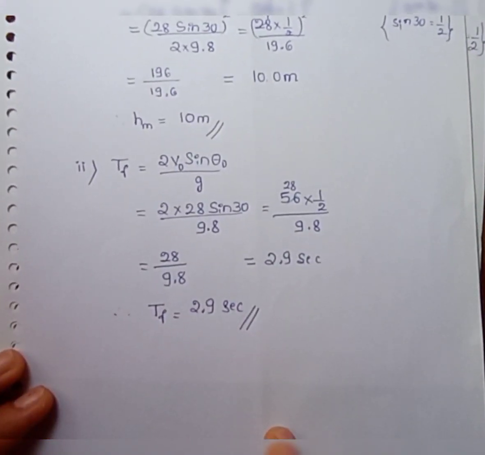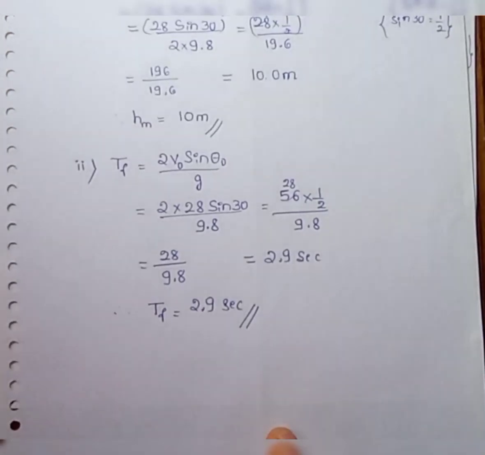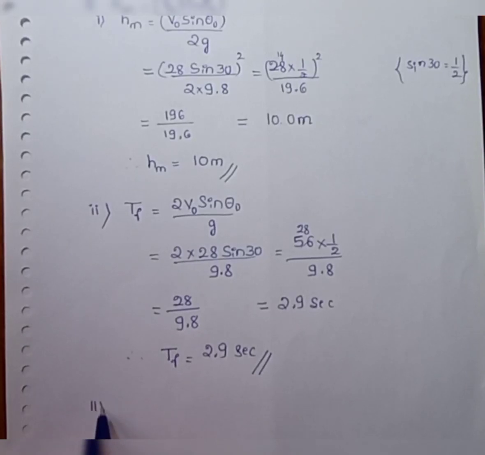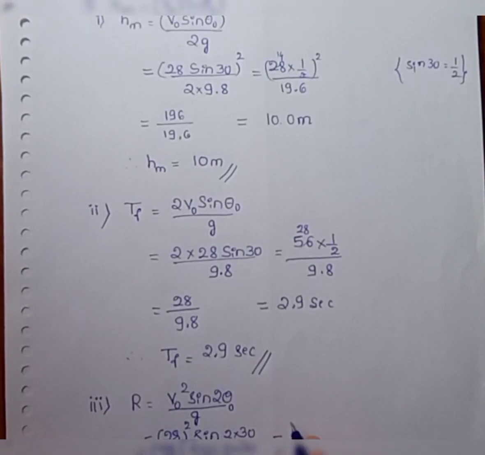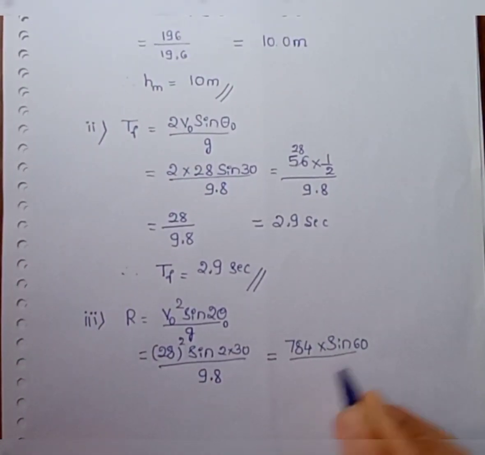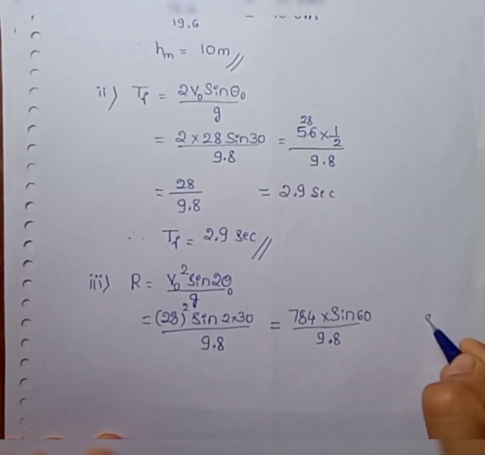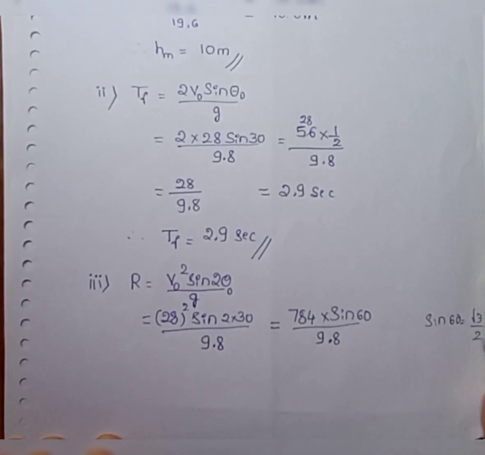The last, what we have to find out? Range R is equal to V naught square sine 2 theta naught divided by g, which is equal to 28 whole square sine 2 into theta naught, that is 2 into 30 degree, divided by 9.8, which is equal to 28 whole square is 784 into sine 60 divided by 9.8, and we know sine 60 is equal to root 3 by 2.